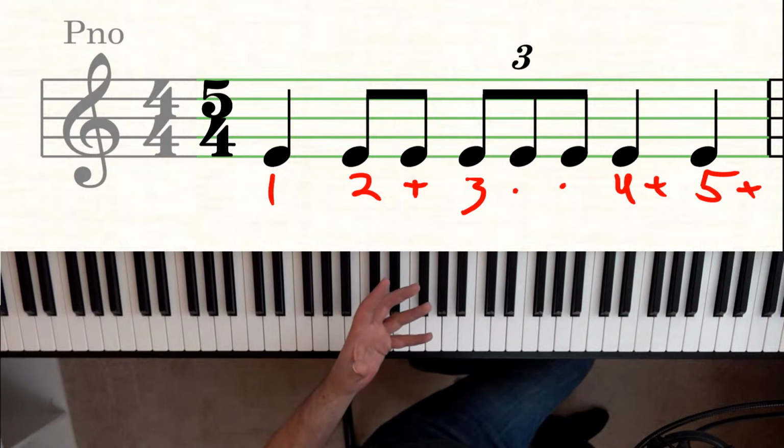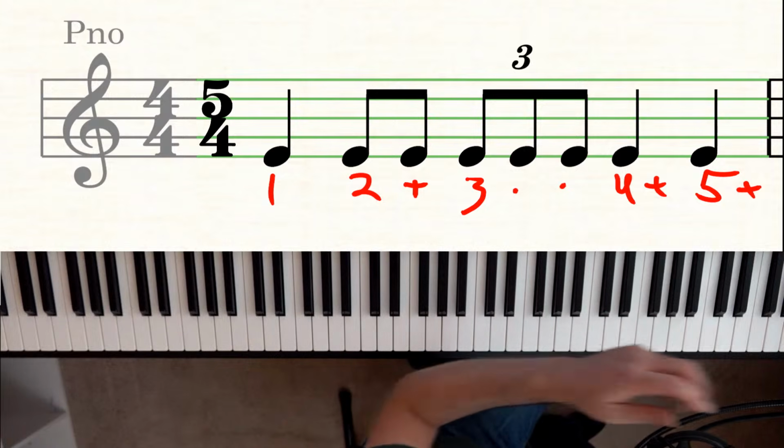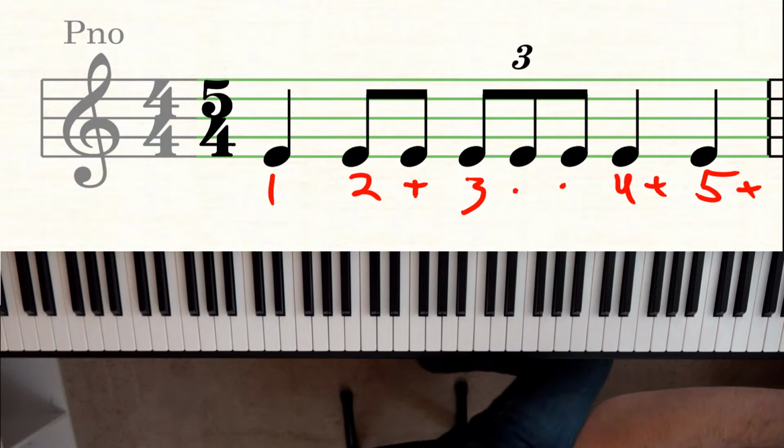But there's not really anything beyond that to know about it. It's pretty simple. 5/8 is a different story. 5/8 is a little bit trickier because you have to break things into 1, 2, 3, 4, 5, or 1, 2, 3, 4, 5. It has a weird kind of cadence to it.